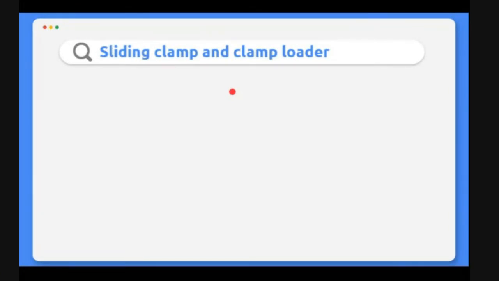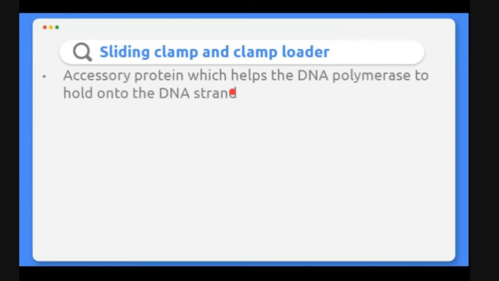Next na support character natin is called the sliding clamp and the clamp loader. So, support ito dahil accessory protein lang siya which helps the DNA polymerase to hold on to the DNA strand. So, bakit ba? Kailangan 'to kasi kapag pinabayaan mo yung DNA polymerase mo mag-isa, mahuhulog siya. Yun yung reason behind. Ayaw mo naman na mahulog agad-agad yung DNA polymerase mo, right? Kasi yung DNA polymerase mo, siya yung bida. Siya yung responsible for synthesizing a new DNA strand, right?